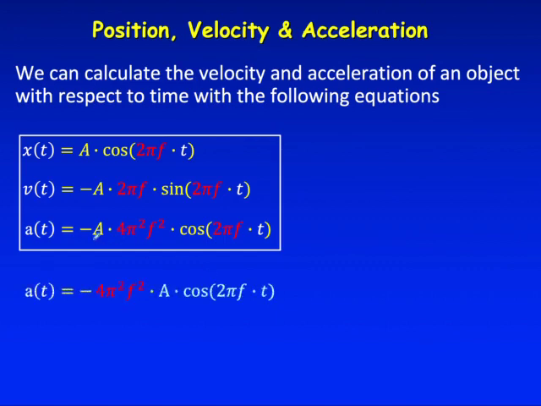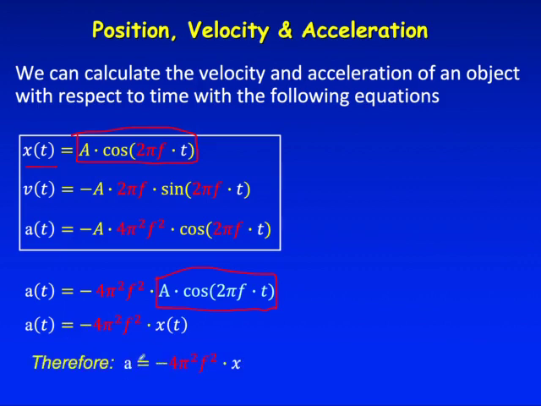Now, there's something interesting here. If I take this equation here and put the amplitude back over this side and rewrite it this way, you might notice that this part right here should look vaguely familiar. That is exactly equal to this piece right here, which we know is equal to x. So you can actually write it this way. And because this term doesn't vary with time, you can rewrite it just like this. The acceleration of a simple harmonic oscillator is just equal to negative 4 pi squared f squared times its position.